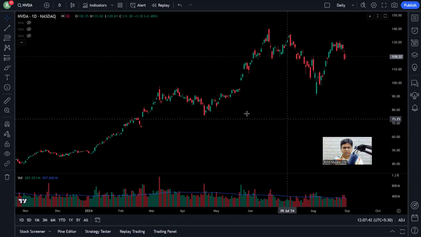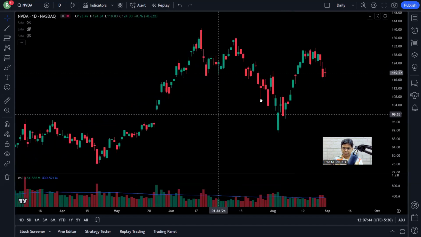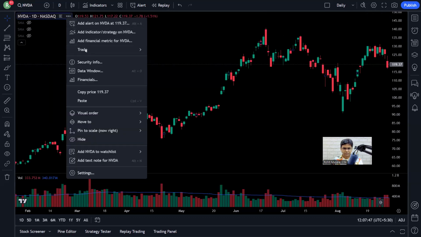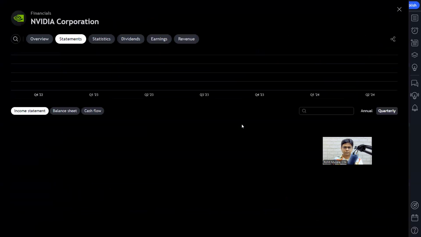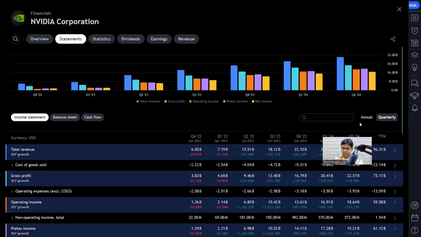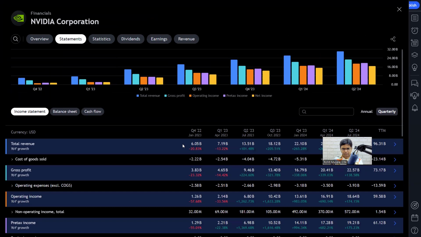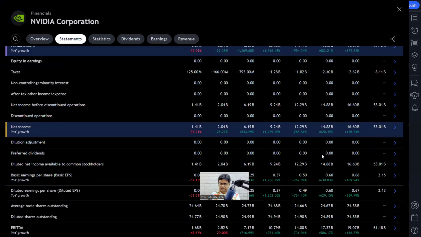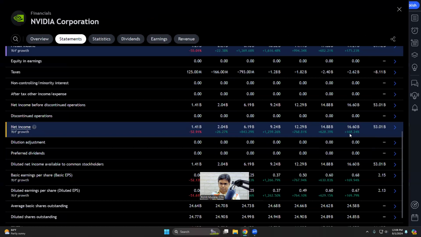So, this is a chart of NVIDIA. Okay. So, if you click here and you click financials, it shows you statements. Click on quarterly, go directly to net income. Okay. So this is your first criteria. Check the latest number. It shows you the percentage increase in that quarter.